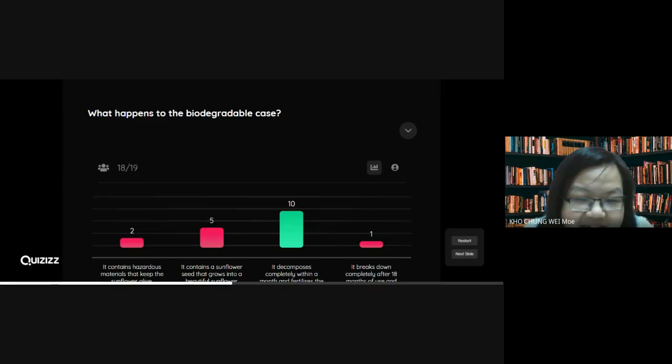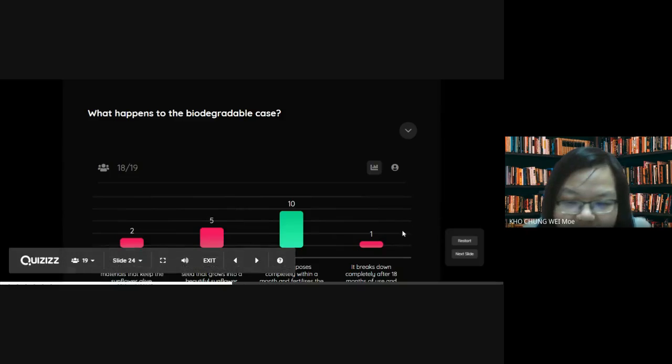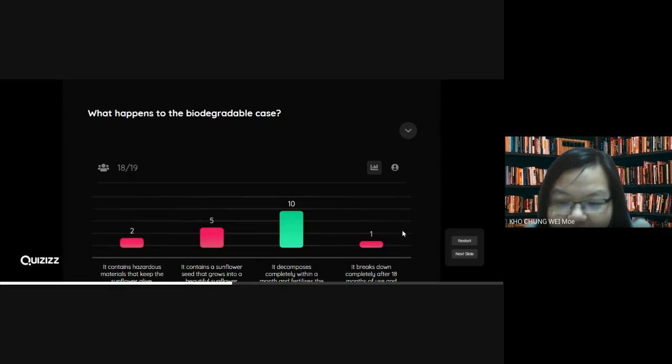Is the seed in the case actually, or is the seed in the phone? Okay, so you need to read that carefully. Right. And one of you said that it breaks down completely after 18 months of use. So basically, you get distracted by the first part of this paragraph. So this is what happens when you read.